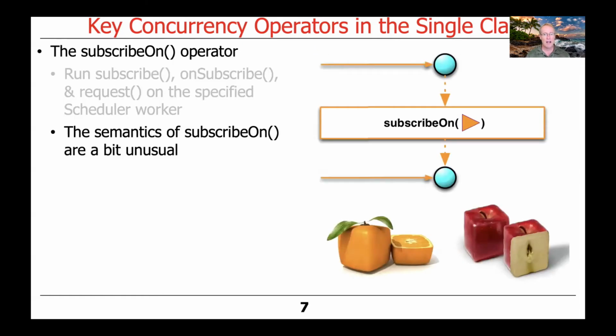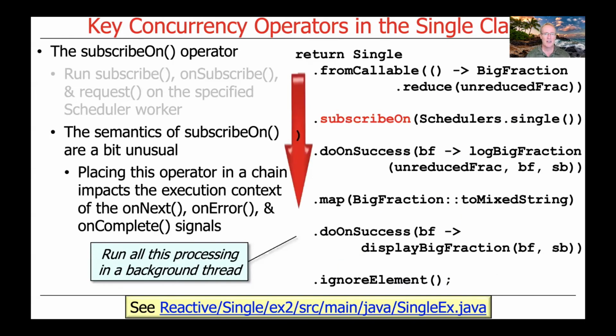The semantics of subscribe on are actually a little bit unusual, so we'll take a look at an example to make it more clear. This example comes from the case study that we'll talk about in more detail at the end of this lesson. If you place the subscribe on operator somewhere in a chain, this impacts the execution context of the onNext, onError, and onComplete signals.